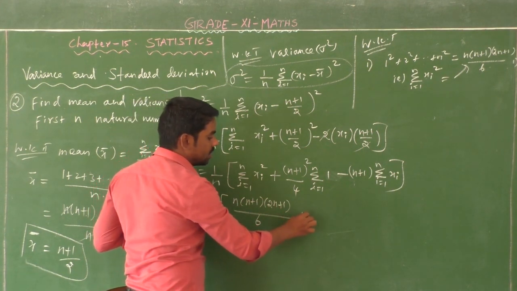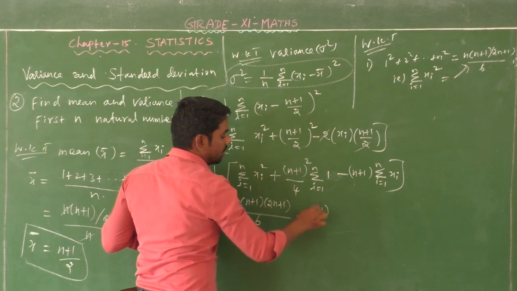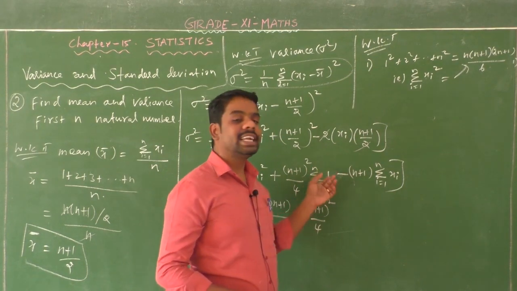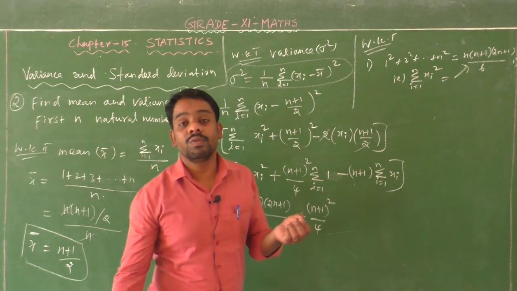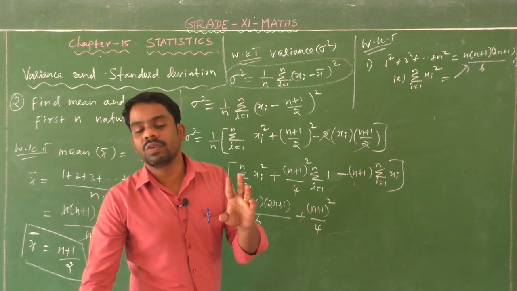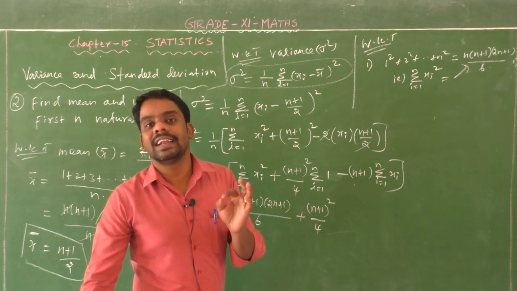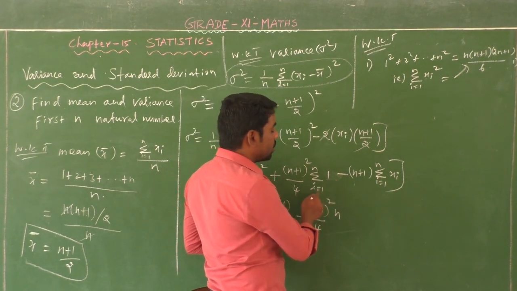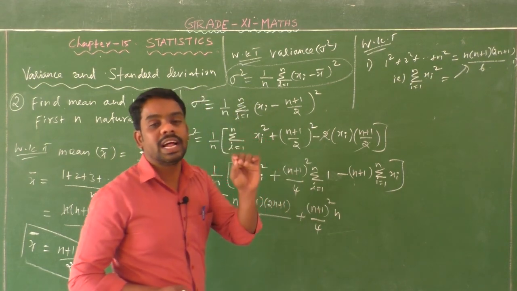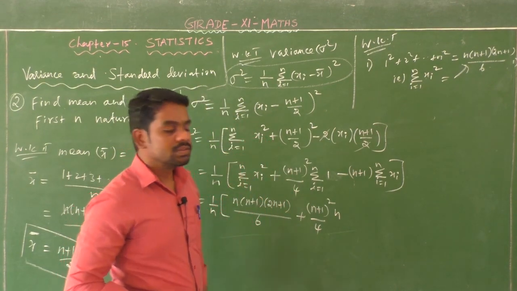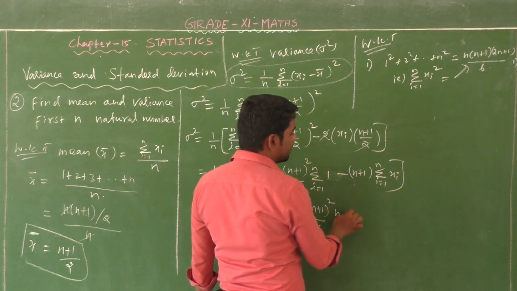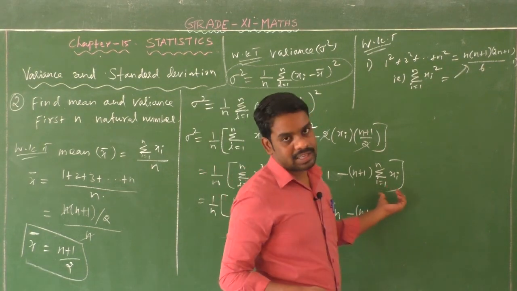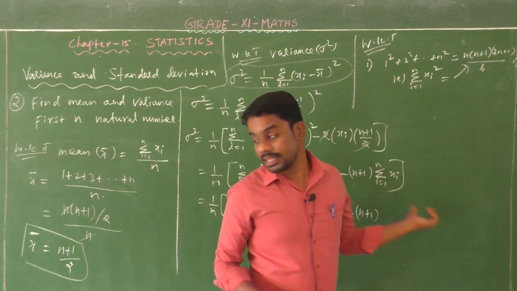Plus n plus 1 whole squared divided by 4 into the summation of 1, i equal 1 to n. The summation of 1, n times, that is 1 plus 1 plus 1 and so on, n times, is equal to n. Minus n plus 1 into the summation of xi, i equal 1 to n, that is the sum of n natural numbers formula, the same formula.